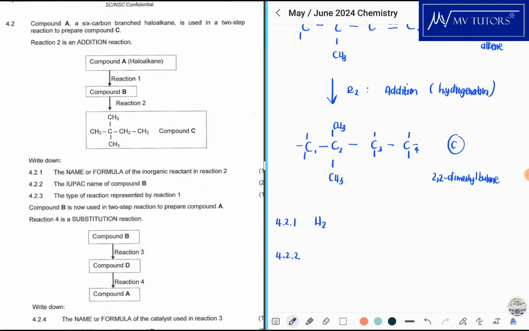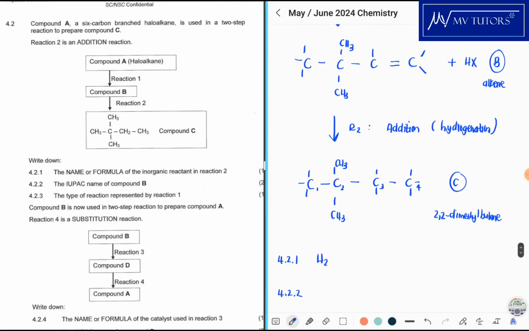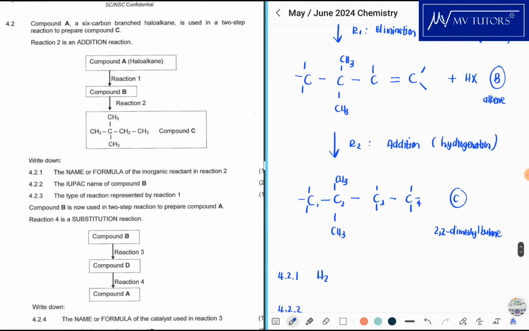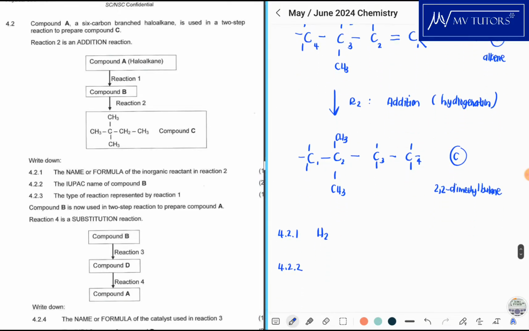And then, now they're asking about the IUPAC name for compound B. Oh, very, so now we have to write it. There's no moving away from it. So because we have a double bond, we're going to start numbering here. 1, 2, 3, 4. Okay, so in that case, then we have 3,3 dimethyl.